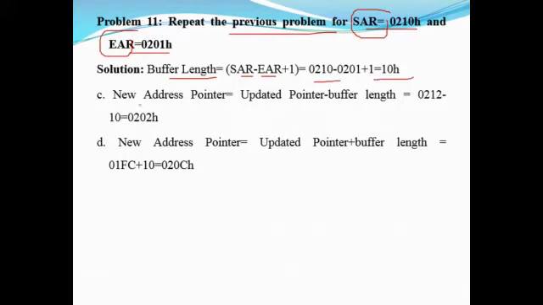Now we have to identify the new address pointer, which is obtained by updated pointer minus buffer length. So that is 0212 minus 10, which is 02H. Similarly, the next one, 01FC plus 10, will give us 020CH. So that is again updated pointer plus the buffer length.